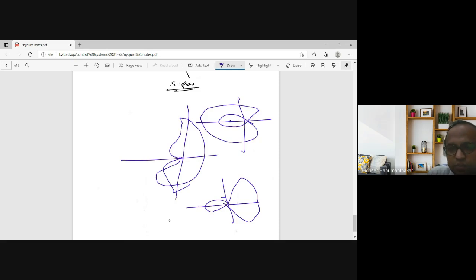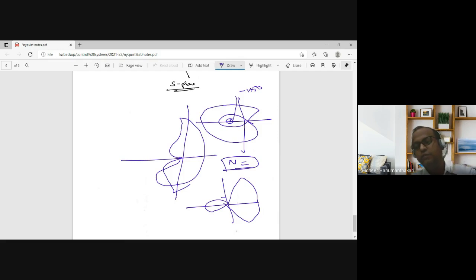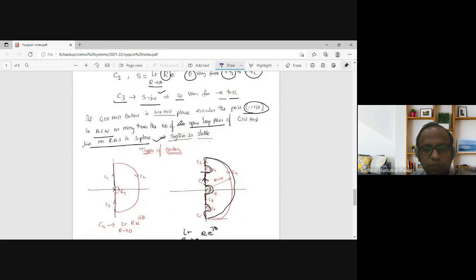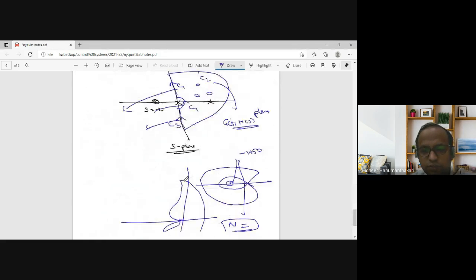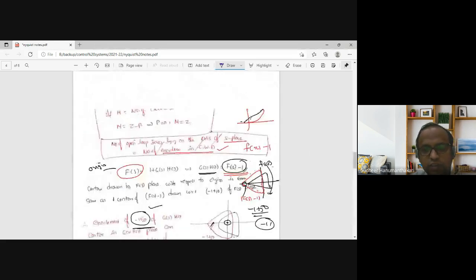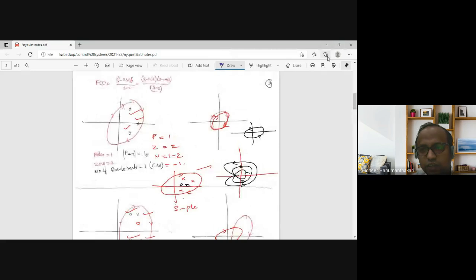First you have to identify minus 1 plus j0, and after that you have to see the number of encirclements. The number of encirclements should be equal to the number of poles lying on the right hand side of the S plane. If that is satisfied, the system is a stable system. Anyhow, I'll share these notes with you so that you can understand the basic concept of a Nyquist plot.